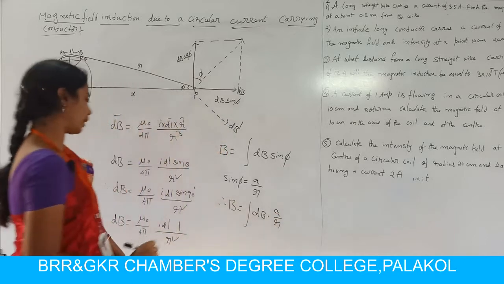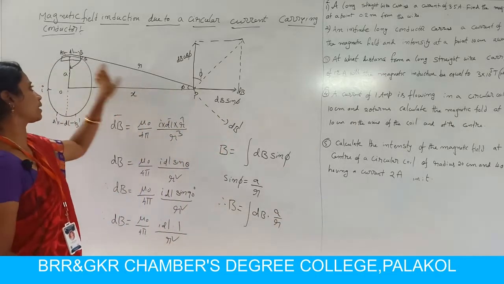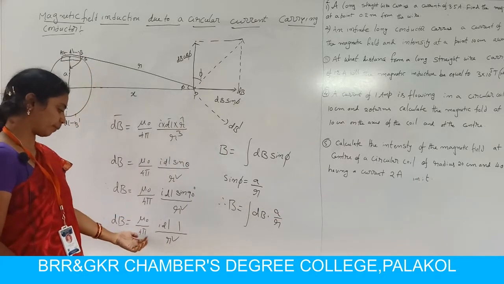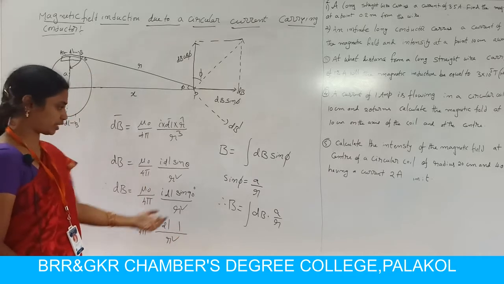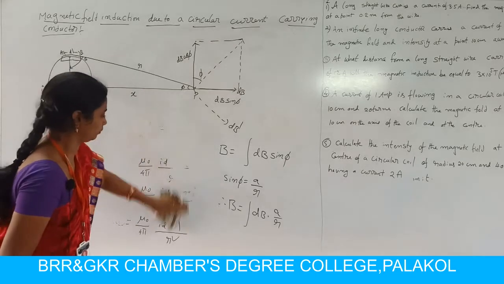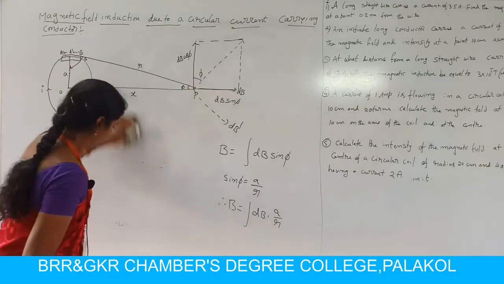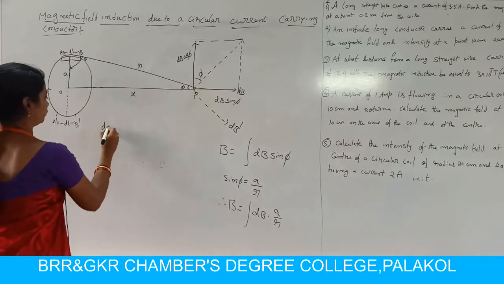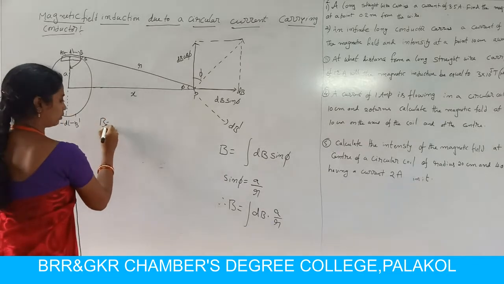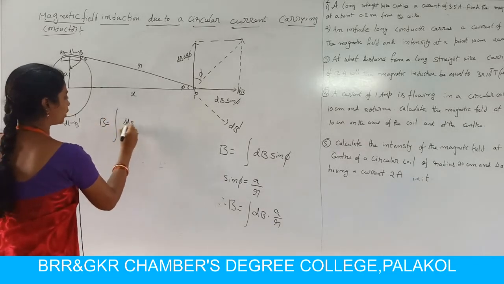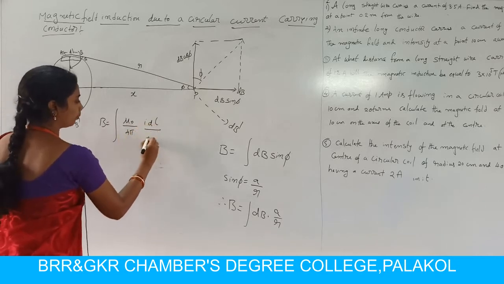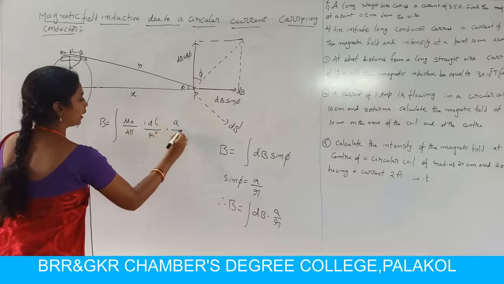We already know the dB value, where dB is perpendicular to the elemental length and R. The value of dB is mu naught by 4 pi, I dl by r square. We substitute this dB value in the above equation. Then the equation becomes B equal to integral of mu naught by 4 pi, I dl by r square into A by R.